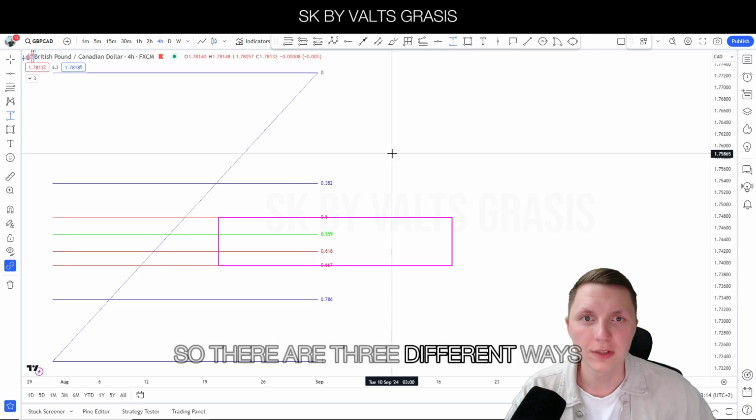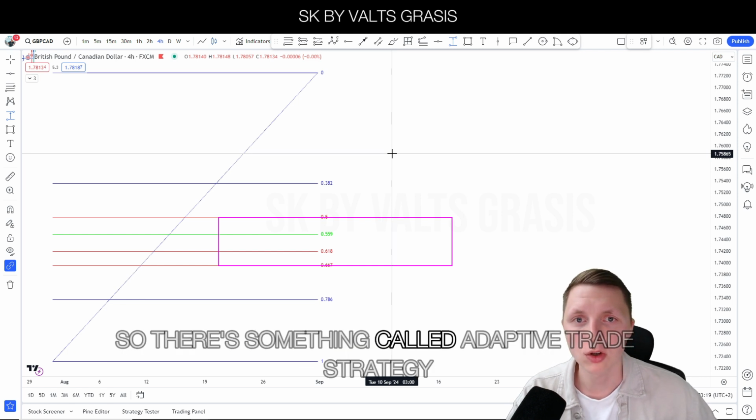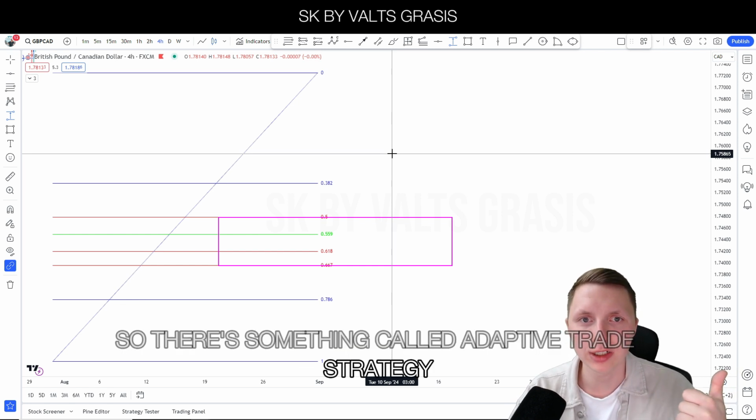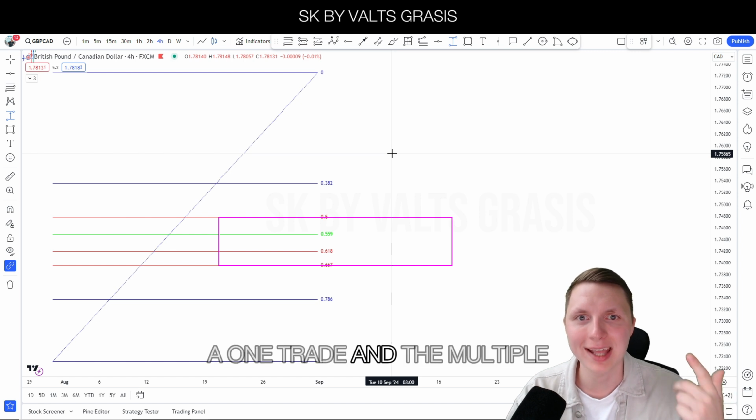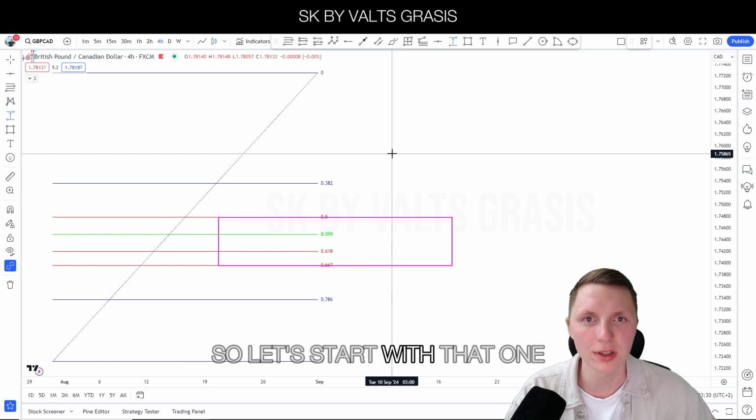So there are three different ways how we can actually trade the SK system. There's something called the adaptive trade strategy, a one trade, and the multiple. The most used one is the multiple. So let's start with that one.